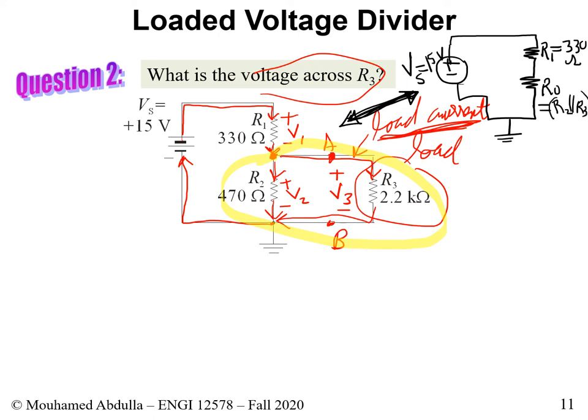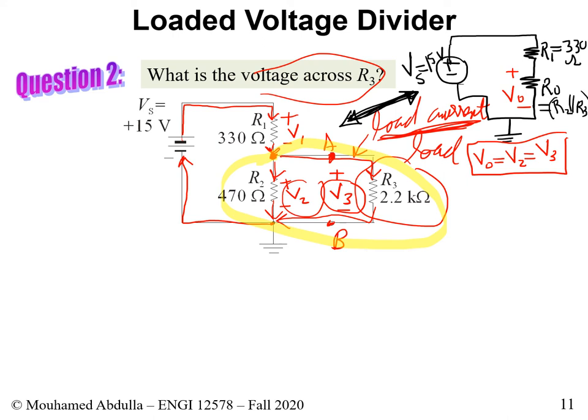Okay, and the voltage that you will have across R naught, let's call it V naught, is the same voltage that you have for V2 and for V3. So V naught will equal the voltage V2 and it will equal the voltage V3. It has to be the same. So what you could then apply in this case would simply be the voltage divider rule to find V naught.